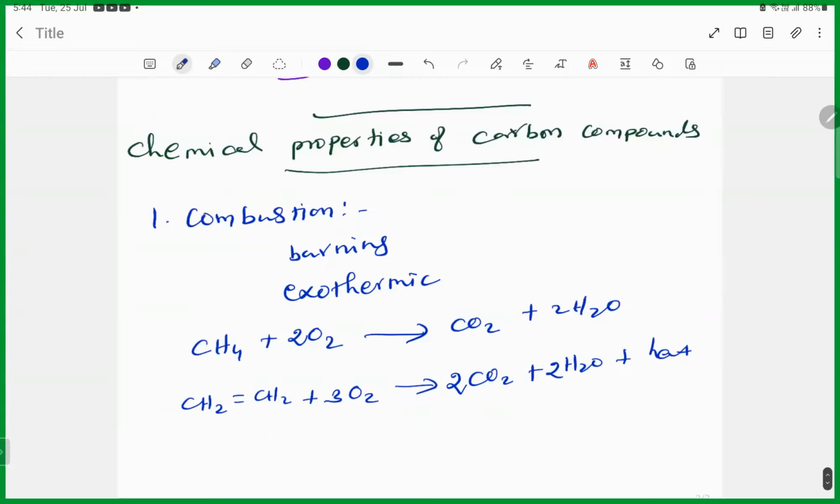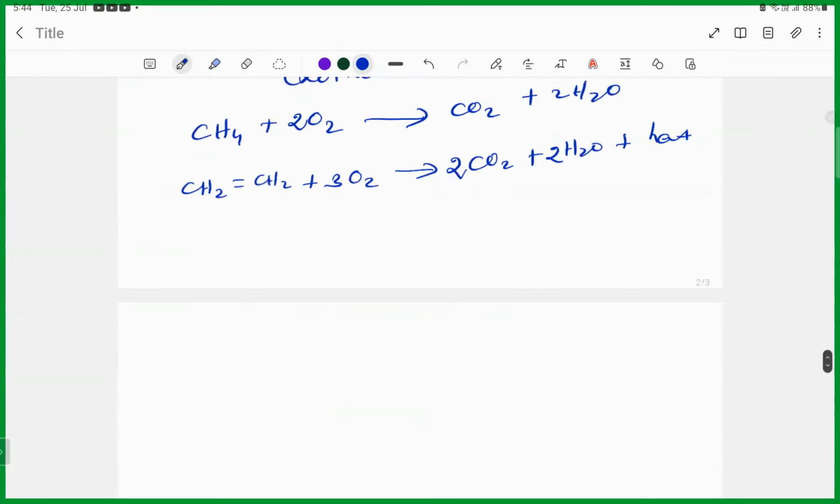So the combustion of acetylene. The acetylene combustion is very much useful in the welding industry.